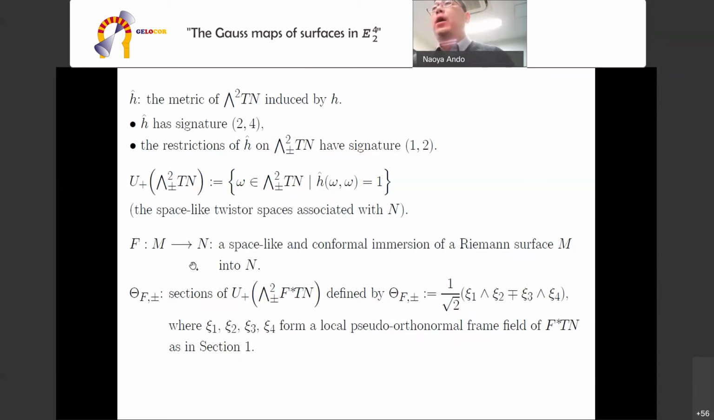Let F be a space-like and conformal immersion of a Riemann surface into N. We denote by theta F plus minus sections of the space-like twistor spaces associated with the pullback bundle of TN by the immersion F, defined by these, where Xi1, Xi2, Xi3, Xi4 are as in section, pseudo-orthonormal.